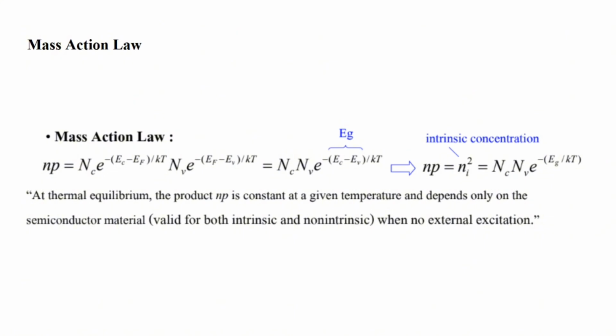The law states that the product of the electron and hole concentrations is constant, equal to the square of the intrinsic carrier concentration, so np equals ni squared. This relation holds true for both intrinsic and extrinsic semiconductors.